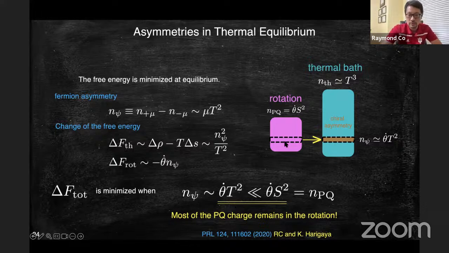So what this whole slide is to say is that we do generate some asymmetry in the Standard Model after we reach thermal equilibrium, but the asymmetry that we generate in the bath is very small compared to the amount of charge that we begin with in the Peccei-Quinn sector. What that means is that most of the Peccei-Quinn charge remains in the rotation. But this production of the carrier asymmetry will be important when we talk about the baryon asymmetry of the universe.